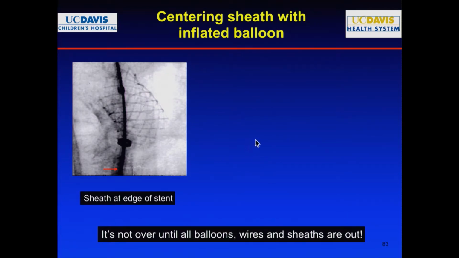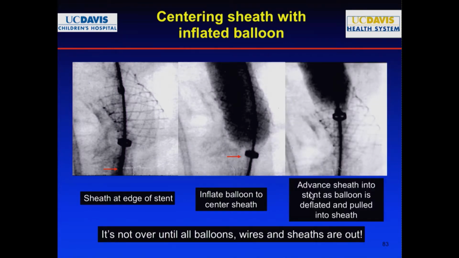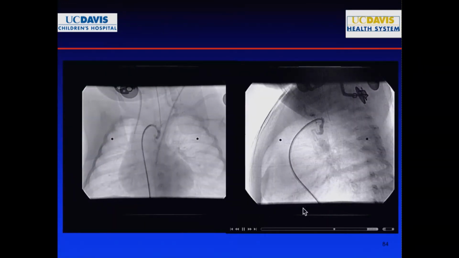The trick in pulling balloons out is that you notice how the edge of the sheath is. If you pull the balloon like this, you can imagine the wings of the balloon are going to drag the stent out. So what you have to do is, it's not over until the balloon is out and the wire is out and the sheath is out. What you do is you inflate the balloon. So you notice by inflating the balloon, you're centering the sheath away from the edge of the stent. And with that, as you deflate the balloon, you can advance the sheath. So now the sheath is inside the stent. Now you can bring the balloon into the sheath, and then the whole thing can come out without any risk of dragging the stent out with you. So that's another trick of making sure that you can get the balloon out safely.